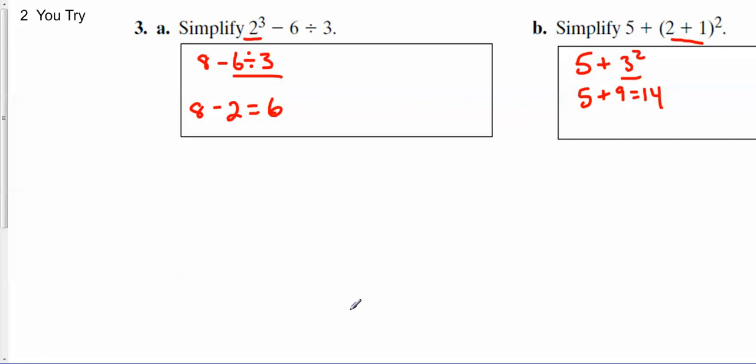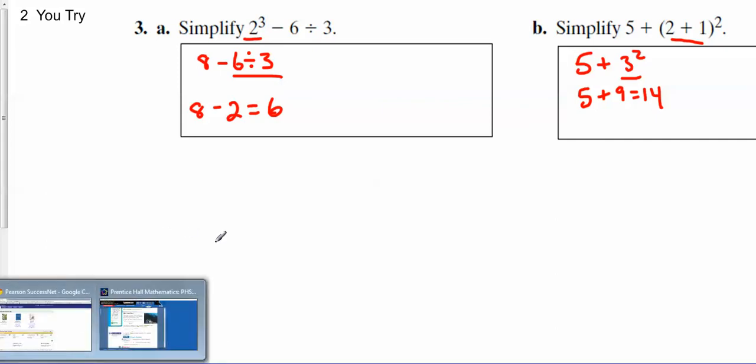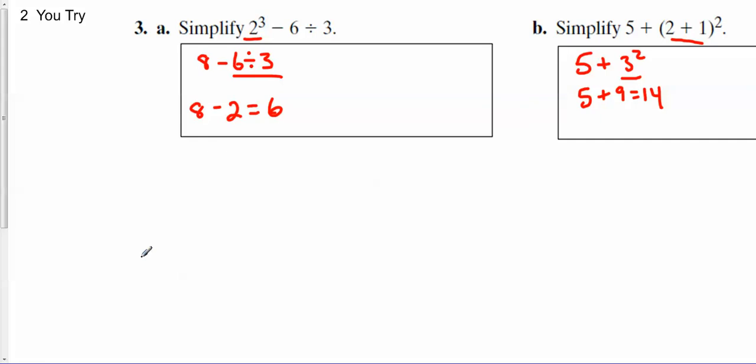Now, you need to begin your assignment, which is the workbook page for Chapter 4, Lesson 2. Good luck and enjoy.